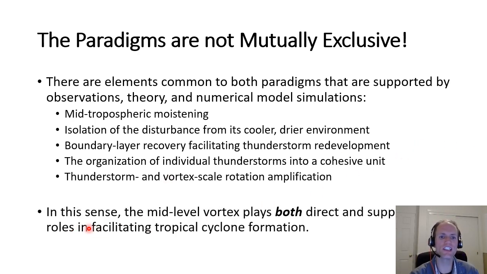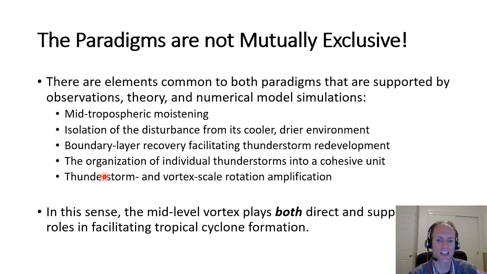So in this sense, the two paradigms suggest that the mid-level vortex plays both direct and supporting roles, or indirect roles, in facilitating tropical cyclone formation. The isolation is an indirect role. The organization of thunderstorms is an indirect role. The vorticity here, especially in terms of the thunderstorm scale, is more of a direct role.